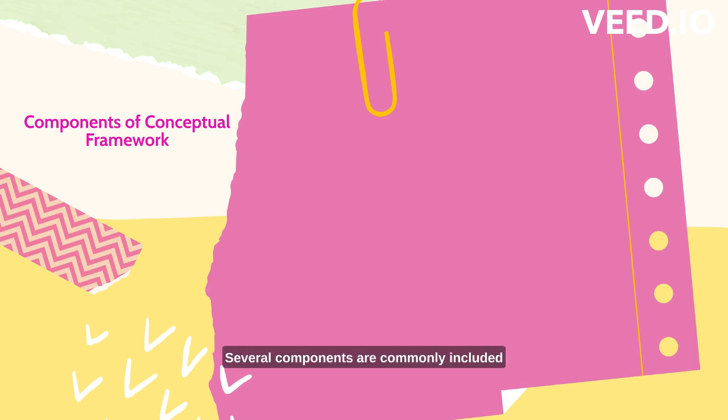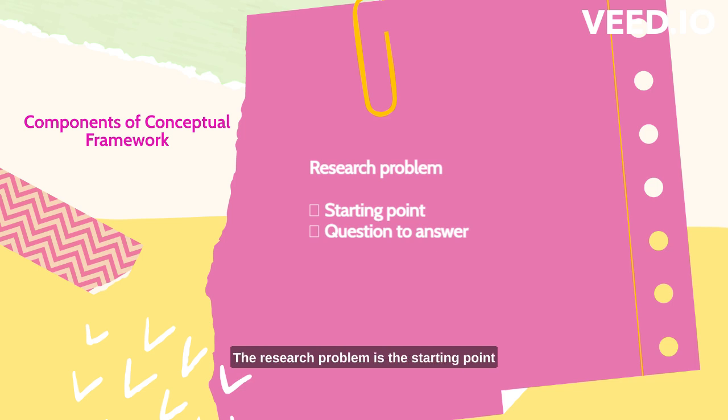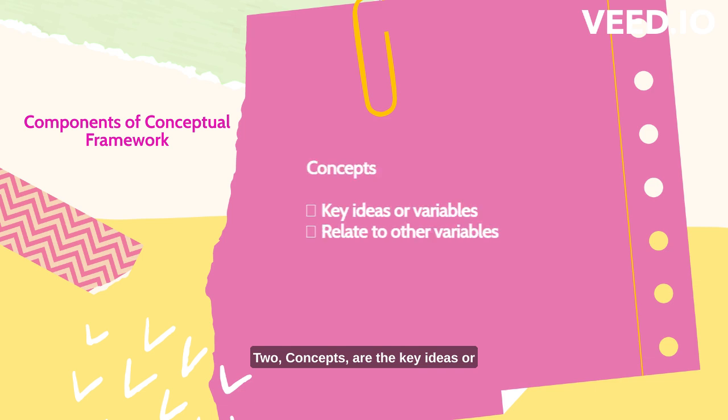Components of a conceptual framework. Several components are commonly included in a conceptual framework. These include the research problem. The research problem is the starting point for conceptual framework development. It is the question that the researcher wants to answer through their research. Concepts are the key ideas or variables the researcher wants to study. They are often defined in terms of their relationship to other concepts in the framework.